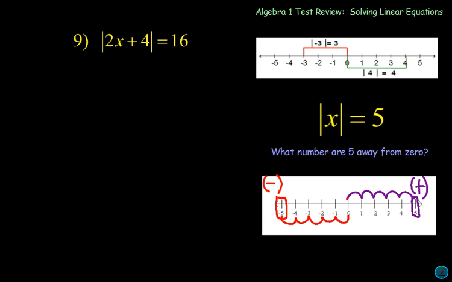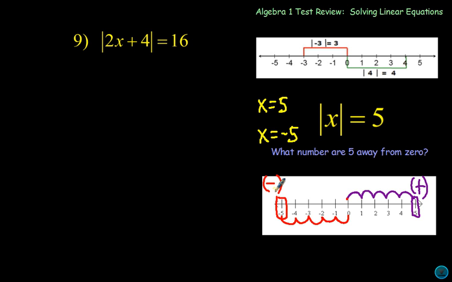So what I could say is x equals 5, and x equals negative 5, because both of those things are true. If I said who's 5 away from 0, well, 5 is 5 away from 0, but negative 5 is also 5 away from 0. So what we're saying with this problem is, who's 16 away from 0? Are you talking about 16 out to the right, or 16 out to the left? That's what we're asking ourselves.